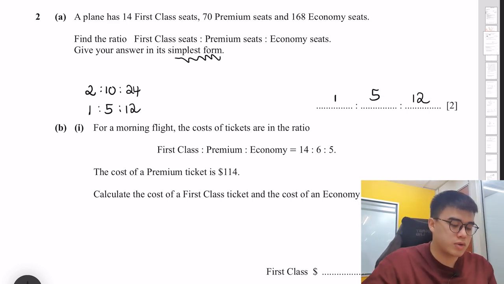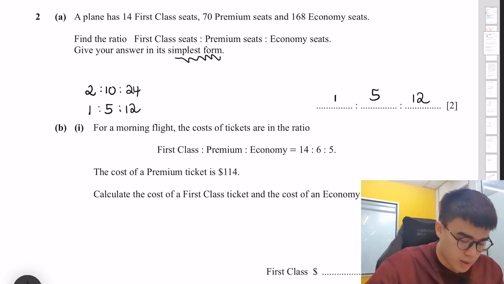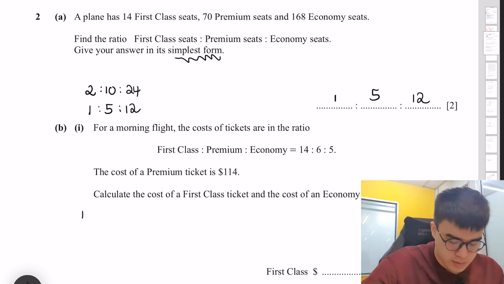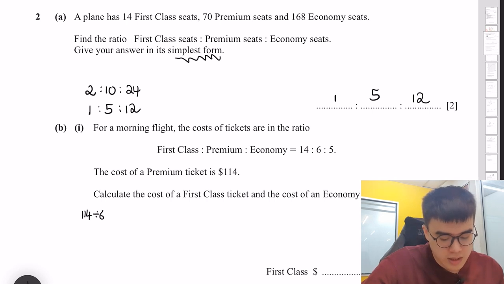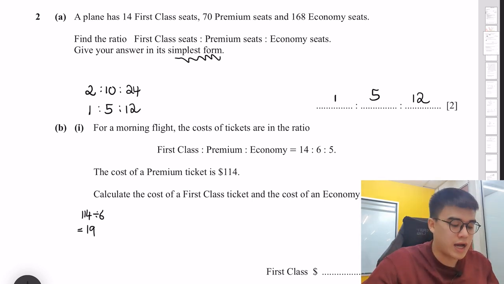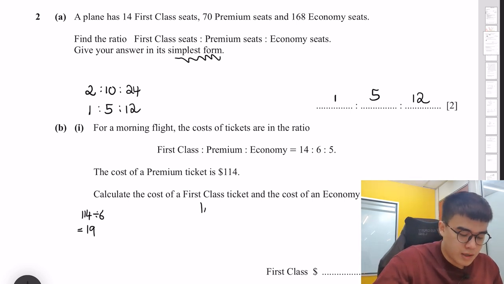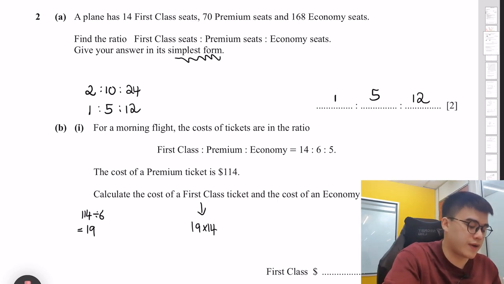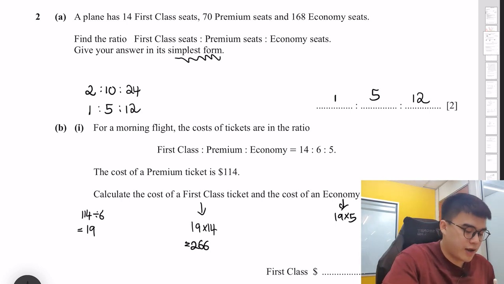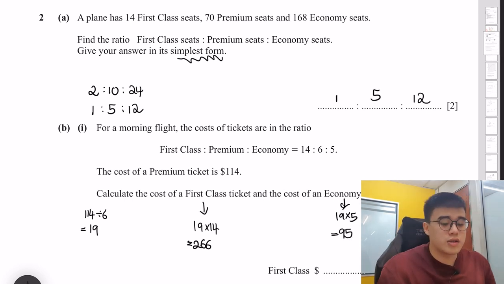As for part B, they told us that the costs of the flight are in the following ratio. The cost of the premium flight is 114, and the ratio, remember, was indicated as 6. So by taking 114 divided by 6, you get the value of 1 ratio, which is 19. When they ask us to find the first class flight, you just have to take 19 times 14. And for economy, all you need to do is take 19 times 5, which is 266 and 95 respectively. So this is your part B, section 1's answer.